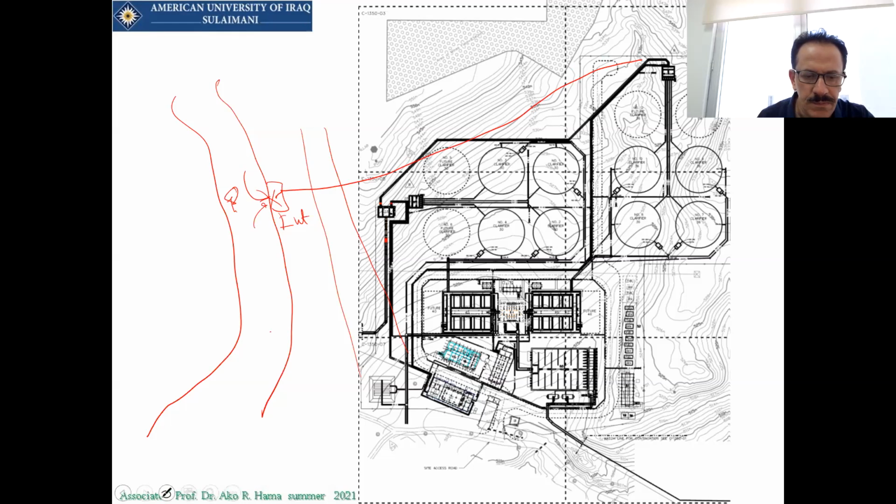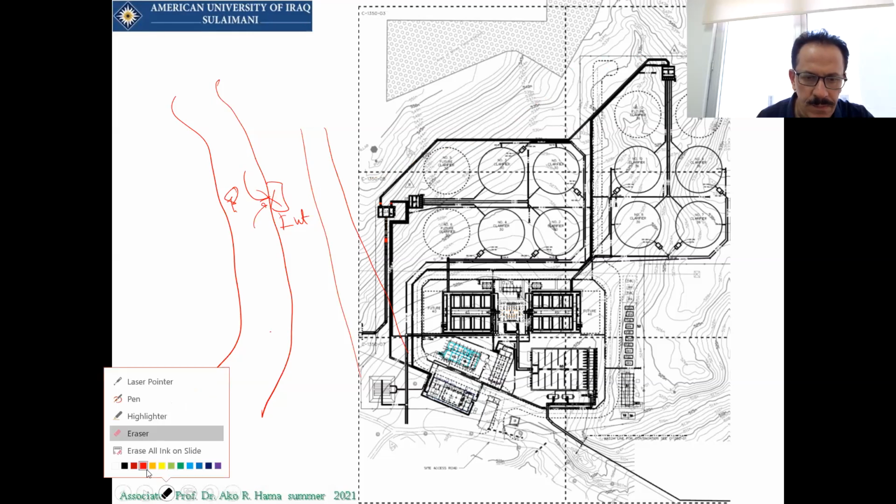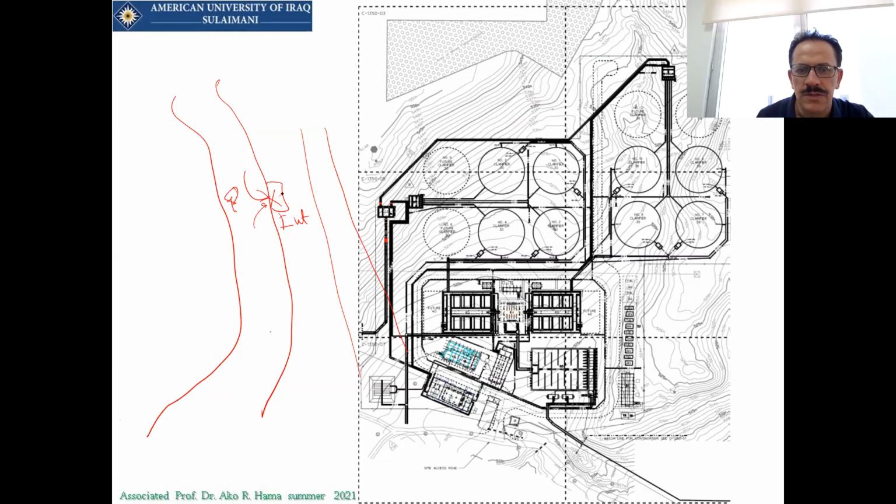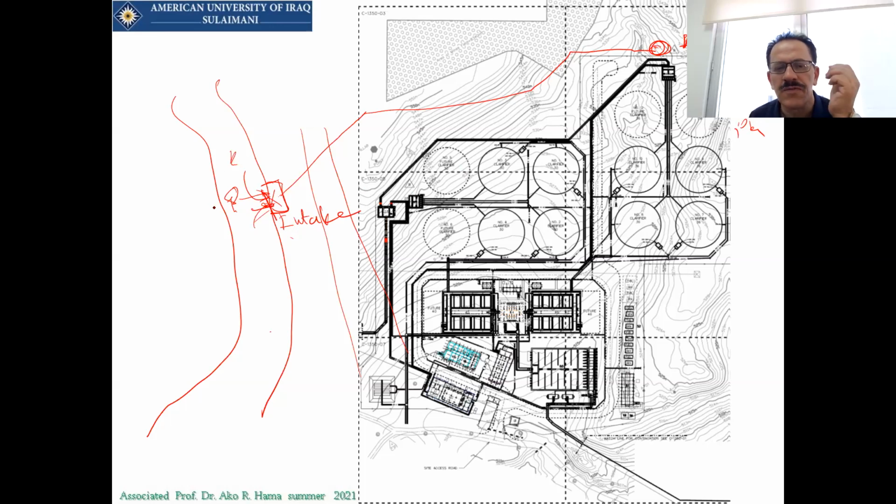So there is an intake here, and this intake will send water to the main. This is the water treatment plant. This is called the first unit of the water treatment plant. So the intake is a structure that is located for having water, to deliver water from the river or any kind of source, like a dam and things.